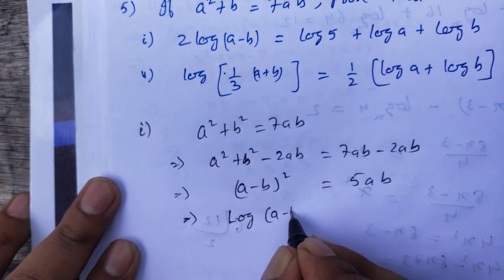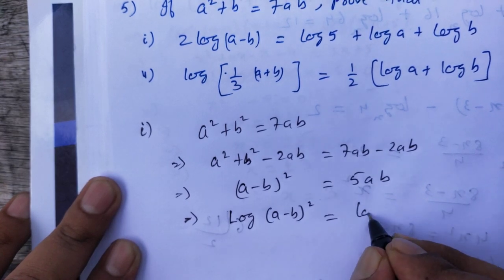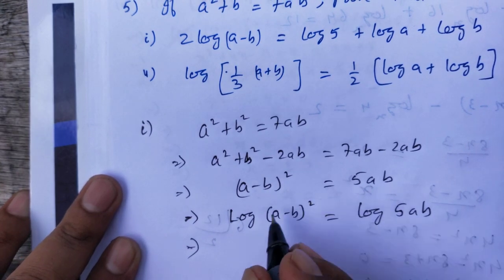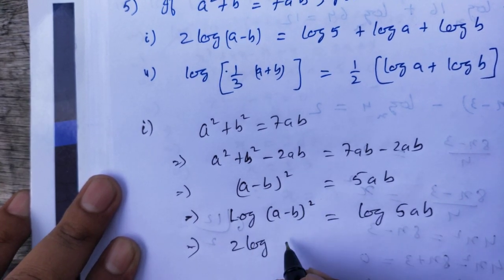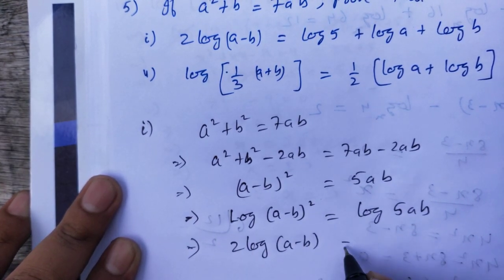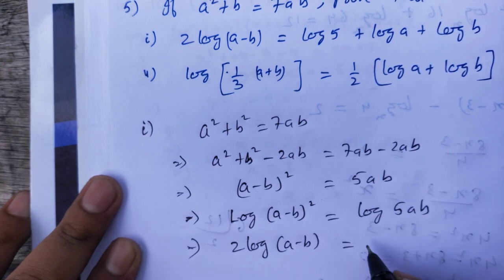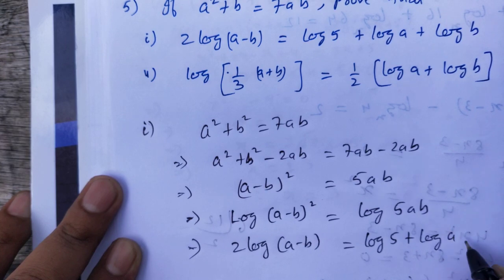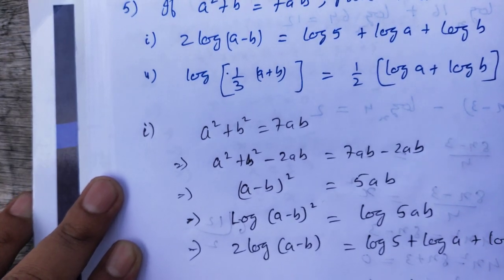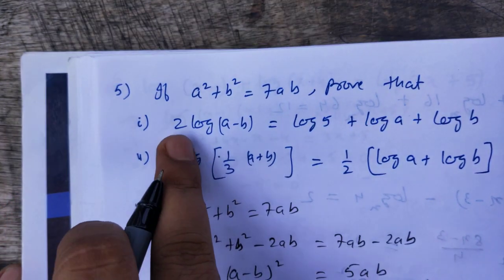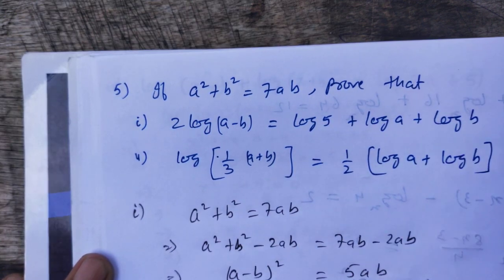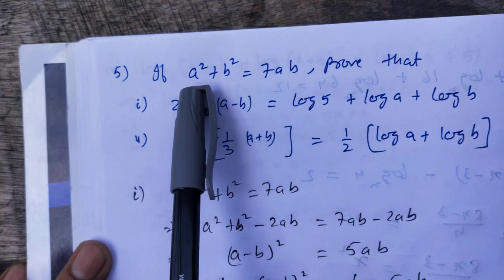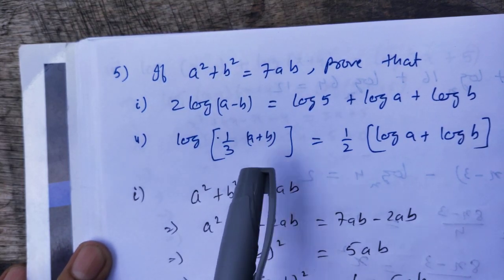Log a minus b whole square equal to log 5ab. 2 will come down. So product means I can write as the sum log 5 plus log a plus log b. Now check the solution. We get the proof. Let's do second one. Second one also you have to use the same thing to get the second answer, okay?